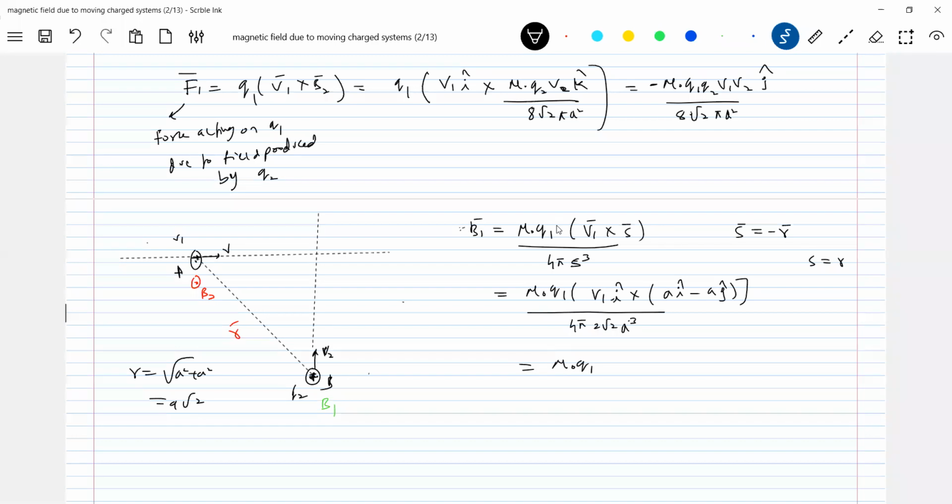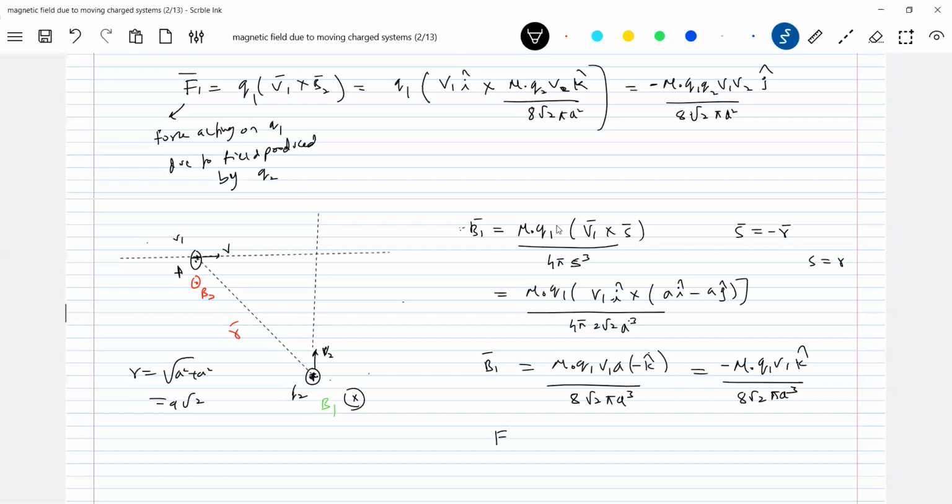I think I should not solve, no? It is naturally understood. What is the natural understood? It should be equal and opposite from Newton's third law. So I cross I will be 0. I cross J will be K. So V1, so I'll end up with minus K. So finally this is equal to mu naught q1 k cap by 8 root 2 pi A cube. This is B1. This will be into the plane, B2 was out of the plane.